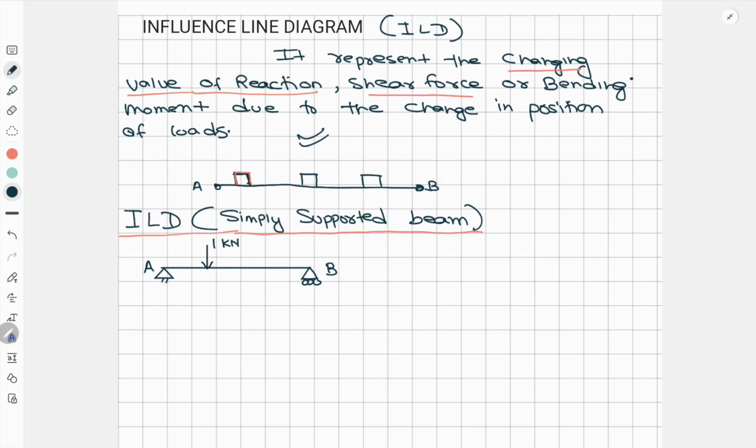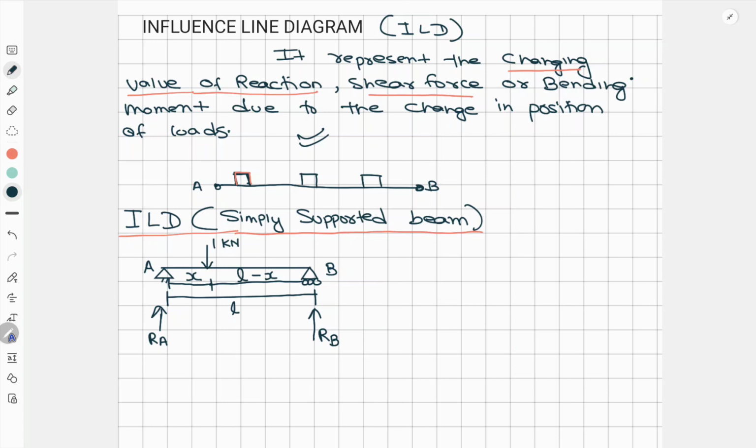And L is the total length of this beam. So here we'll assume that the distance from this end to this point load is x. Okay, if it's x, then what will be the distance from here to here? It will be L minus x, right? So now we have to find the reactions, that is RA and RB.